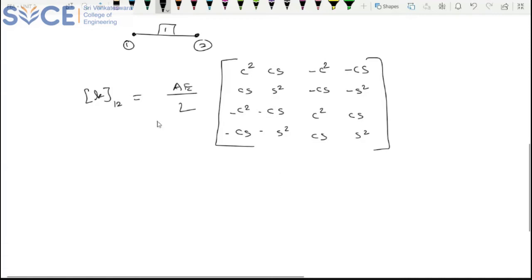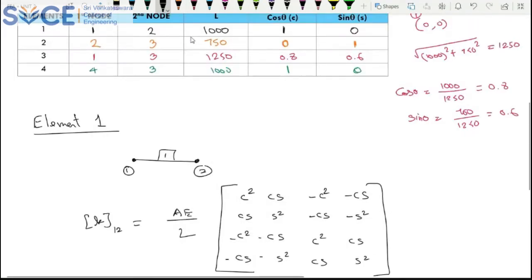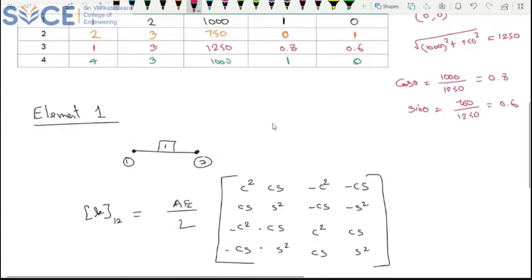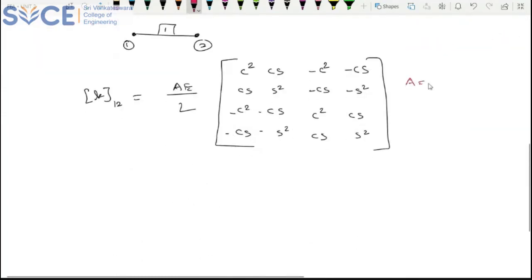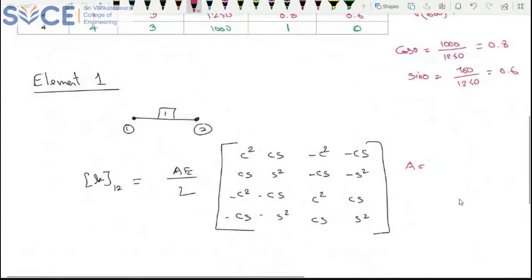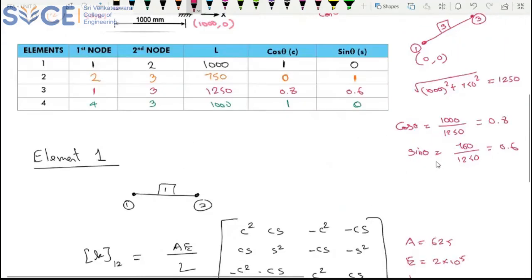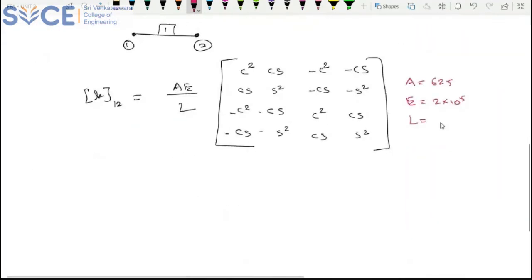Okay, so I'm going to arrange this and substitute. We already know the C value for this, right? So what are the data we require here? These are the few data required. What is your area? Area is already given, which is 625. Young's modulus is 2 into 10 power 5. L, the length we identified already in the table, is 1000. C is 1 and S is 0. So these are the data, and we are going to substitute.